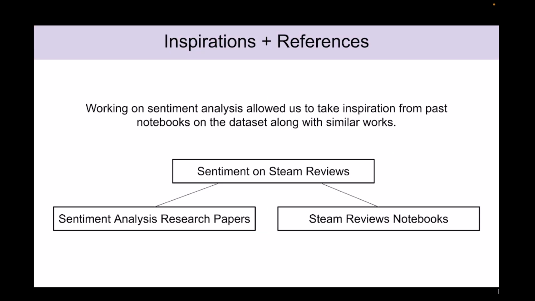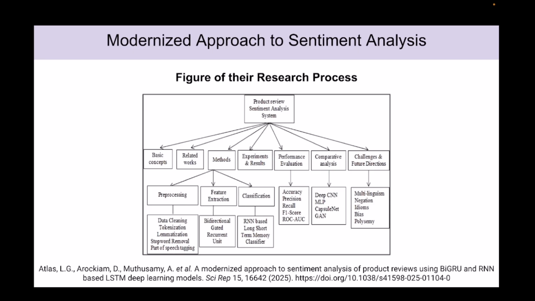All right, now that we have explained our model, here are some inspirations we got from research papers and notebooks on Steam reviews. The first research paper that we took into consideration when tackling this assignment was a modernized approach to sentiment analysis of product reviews using BiGRU and RNN-based deep learning models. This paper goes into detail on the backgrounds of tackling the levels of sentiment analysis, but primarily sentence level, which was the same style as our dataset. They utilize natural language processing and deep learning techniques to tackle analyzing online product reviews.